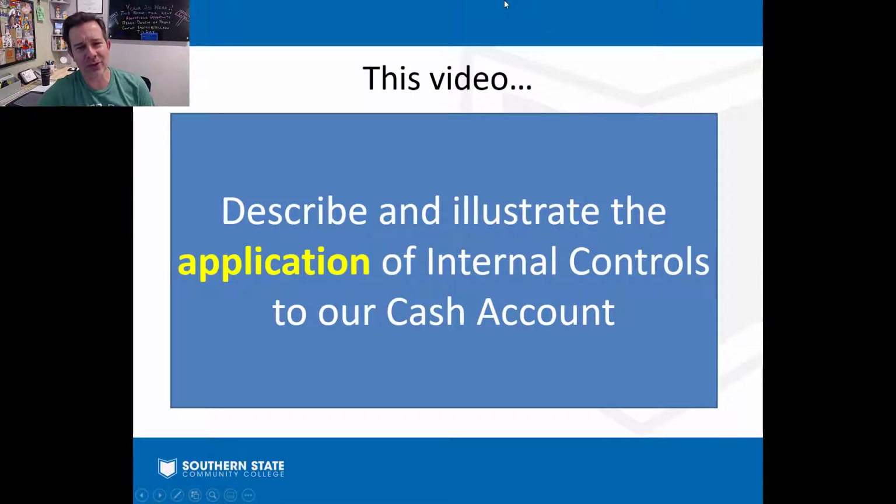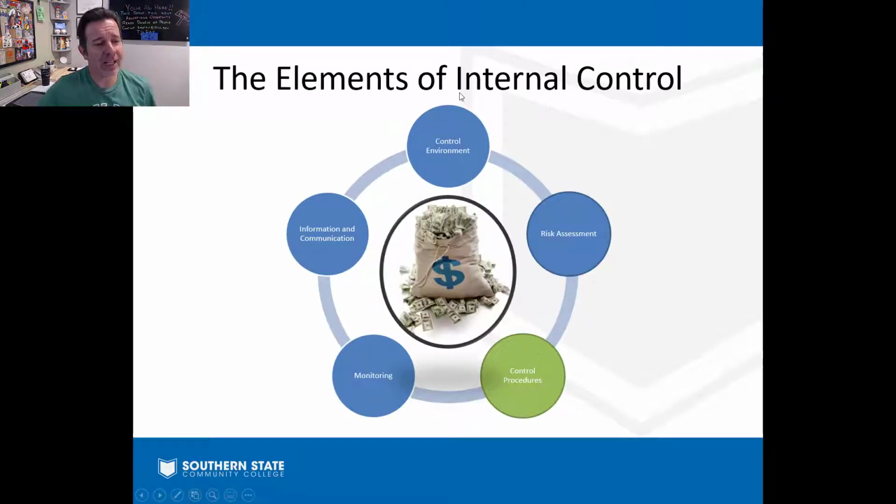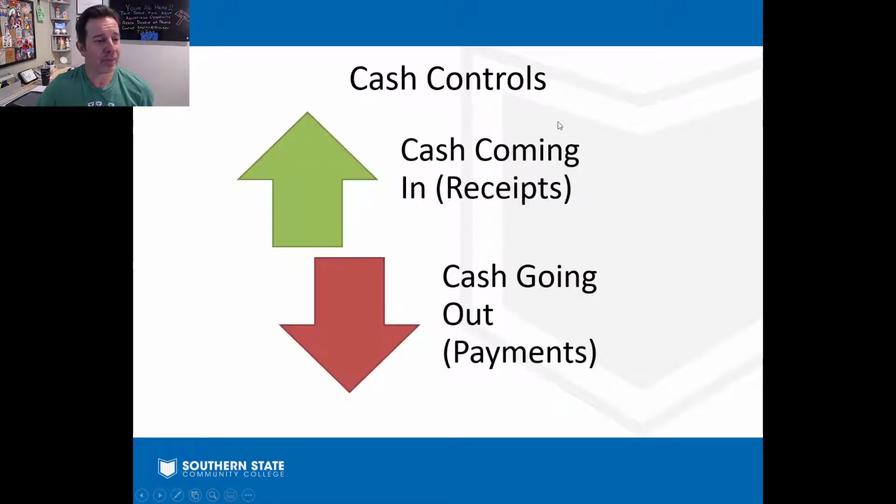What you're going to learn, our goal in today's video, is that we want you to be able to describe and illustrate the application of internal controls for the cash account as they relate to payments going out the door, cash payments. And so we're looking at the control procedures that we have surrounding our cash payments, and that's an element of internal control. We had a previous video where we talked about the 5 elements of internal control and how you needed to be familiar with those and be able to talk about them and give an example of every one of them. So here we are, cash going out the door, cash payments.